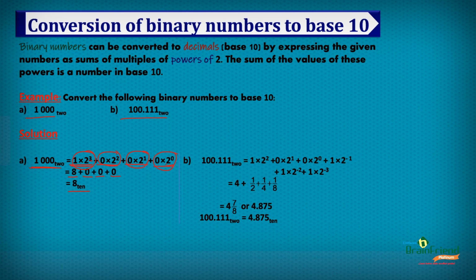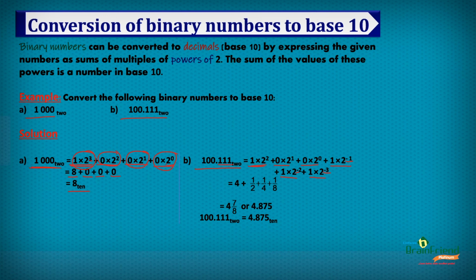Now, moving on to the second example, we have 100.111 base 2. So just like we had in the first example, we go ahead and express our numbers like this. But notice that from the decimal point, the powers of 2 change. We have -1, -2, and -3. This is how we express decimal numbers.